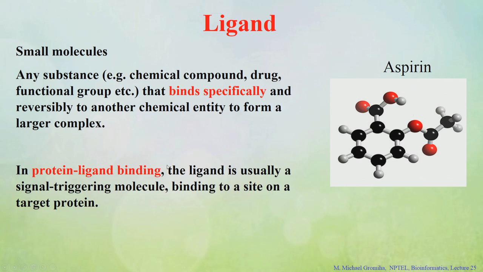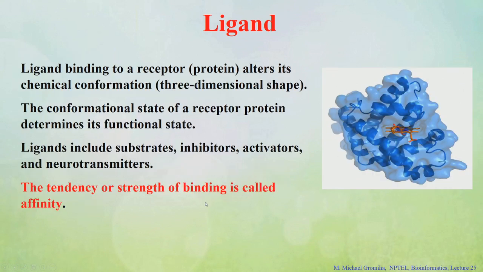If you look at the protein ligand binding, you have a protein and you have a ligand. If they bind, the ligand is usually a signal triggering molecule, because it will go and attach to the pocket in a protein, and this will trigger a response at the binding site. The site on the protein where this is targeted is called the binding site in a target protein. So, I show this ligand binding to any receptor or any protein.